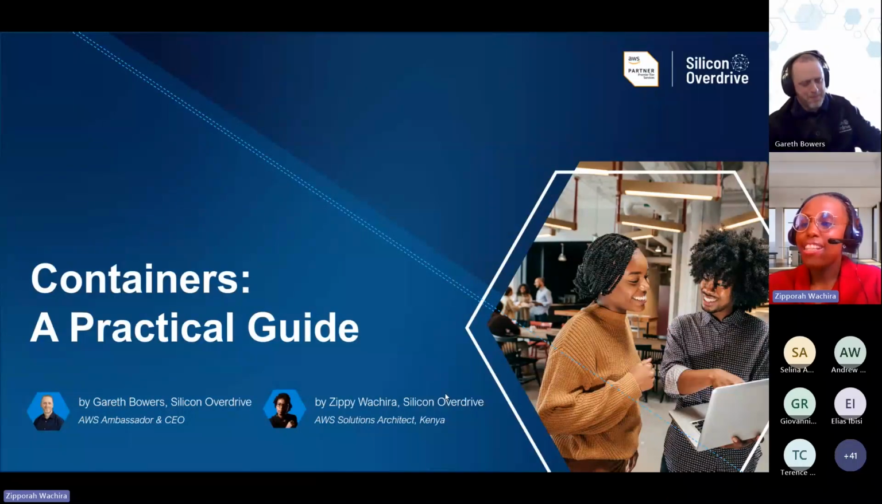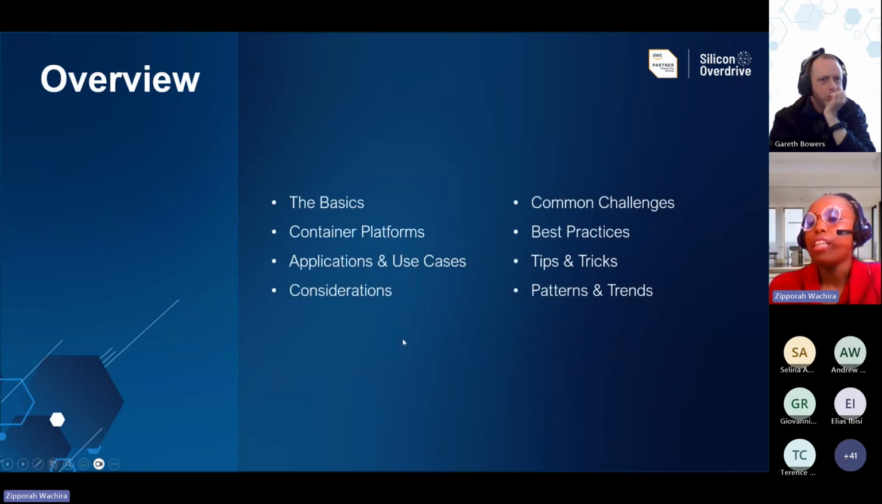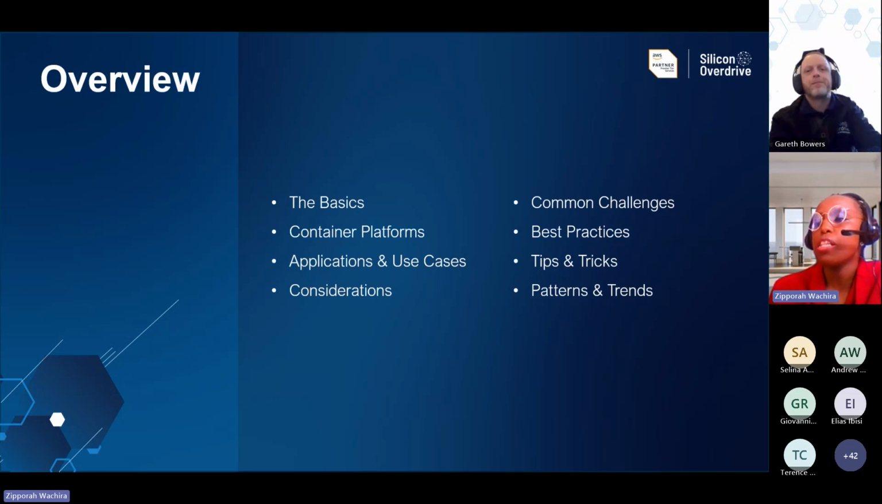Okay, so as Selena has mentioned, today we're going to walk you through some basics of containers from a practical perspective. We are going to do a bit of an intro of what exactly containers are, some common platforms, and some applications. Then we'll look at some of the common challenges that, in our experience, we've seen in maintaining or running containerized environments. What are some of the best practices that we've picked up along the way that would help to smoothen that journey? Any tips and tricks that we've also picked up? And based on the current industry, what are some of the patterns or trends that we are seeing in terms of containers and containerization as a whole? That's basically the lineup for today.